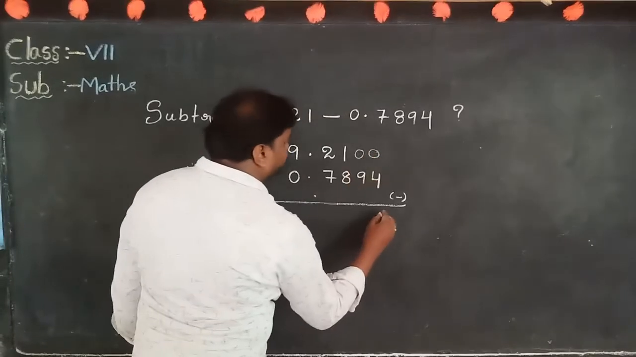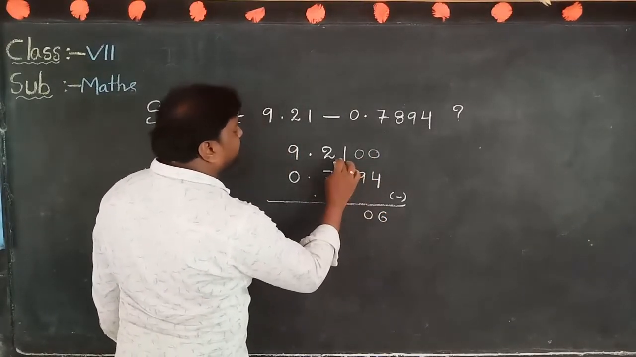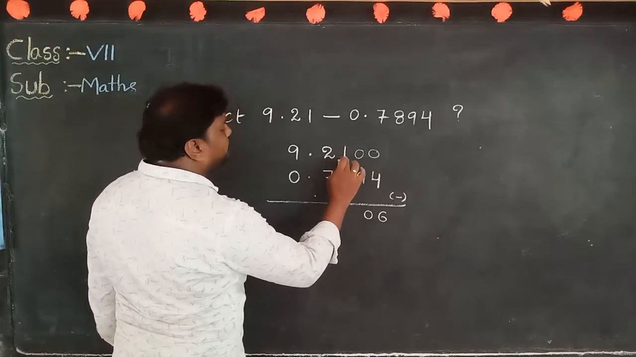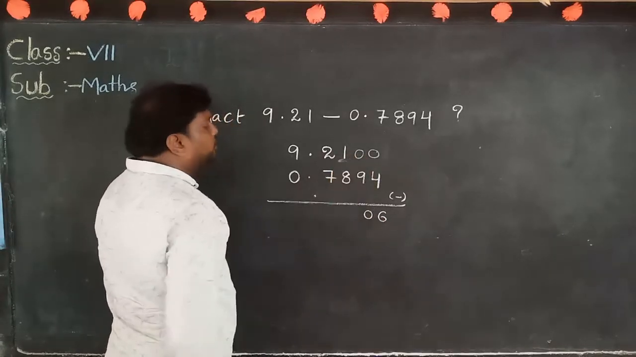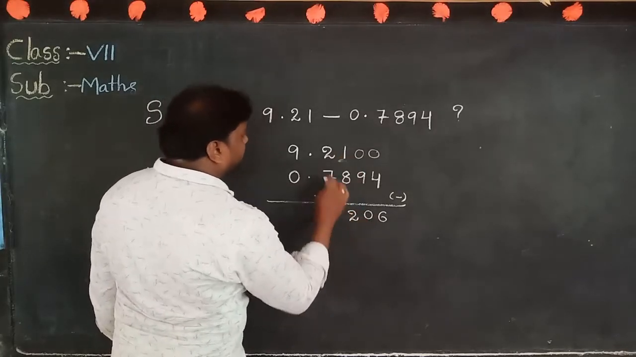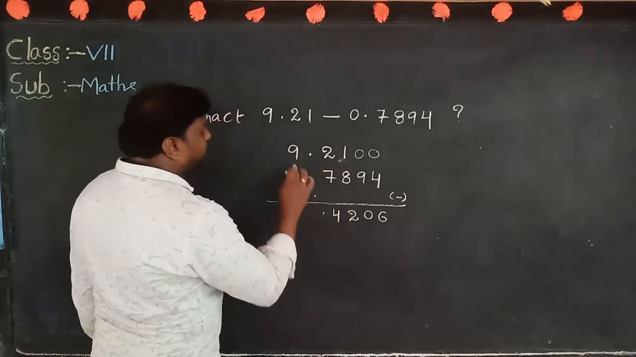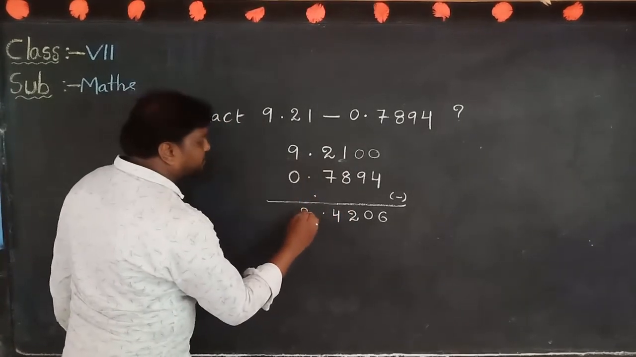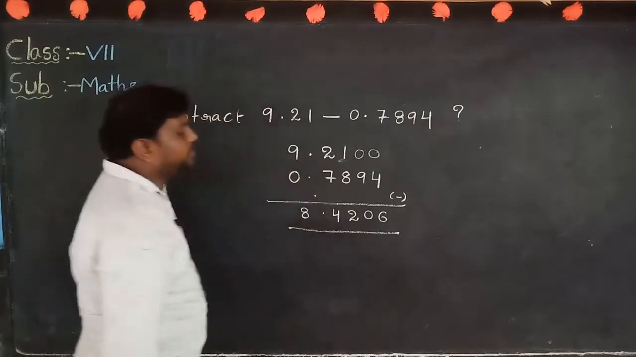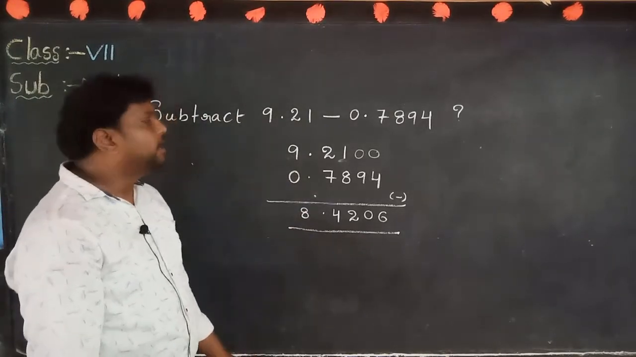Then 10 minus 4 is 6. Here the value is 9, so 9 minus 9 is 0. Then here the value is 1, already borrowed, so 10 minus 8 is 2. Here the value is 1, meaning 11, and 11 minus 7 is 4. Then here the value is 8, and 8 minus 0 is 8. This is the answer, 8.4206.